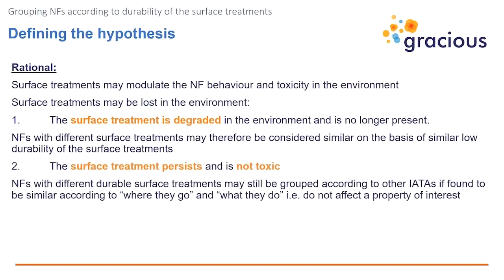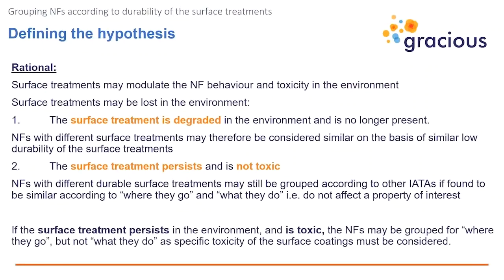Alternatively, you could have nanoforms where the surface treatment persists but is not toxic and does not change the toxic profile of these particles. In this case, nanoforms with different durable surface treatments may still be grouped according to other IATAs if it is found that they are similar according to both where they go and what they do. I.e., this means that if you have two particles with different surface treatments, if, for example, the attachment efficiency and the dissolution rate doesn't differ between those two particles, they may still be grouped by that generic hypothesis that I described earlier.